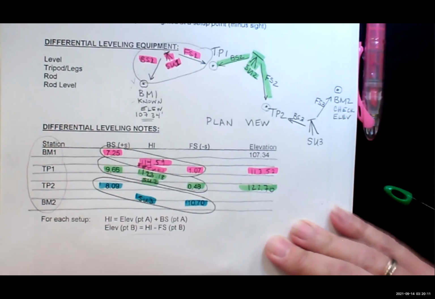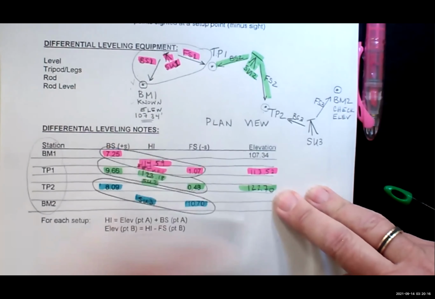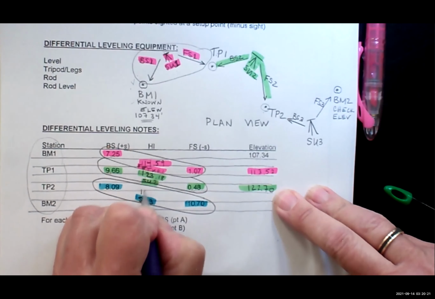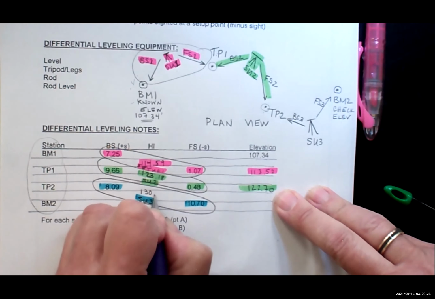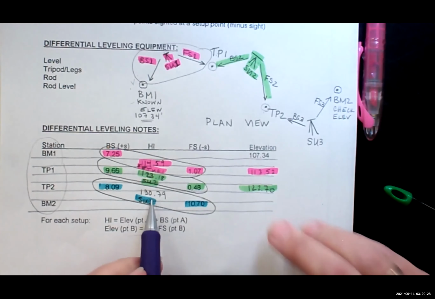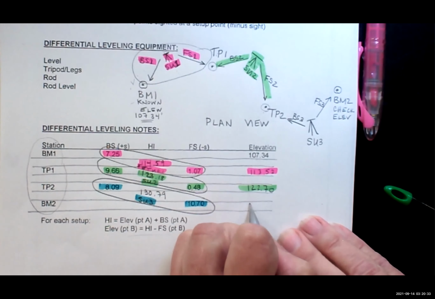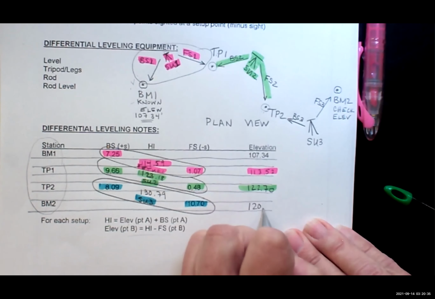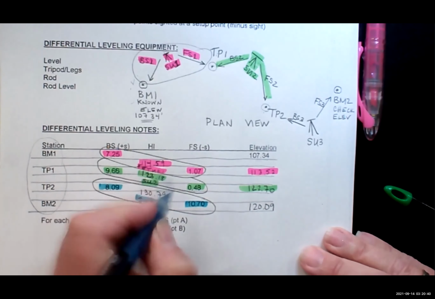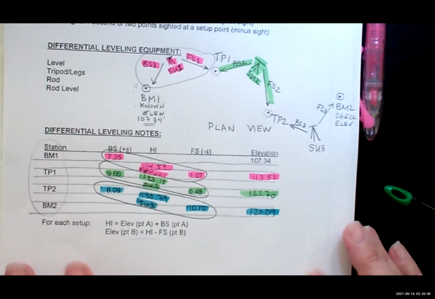So what do I do? I take the 122.70, which was the elevation of the point I was coming from. I add to it 8.09. So what's that? 130.79. Is that right? And then what do, Connor? And then you subtract the 10.70. Right, so I got 120.09. So I got the height of instrument and I got the 120.09.